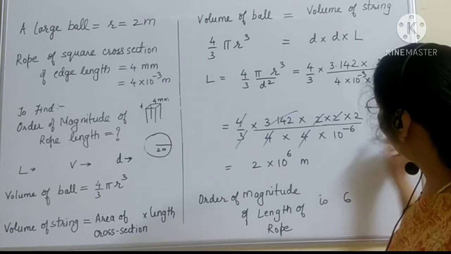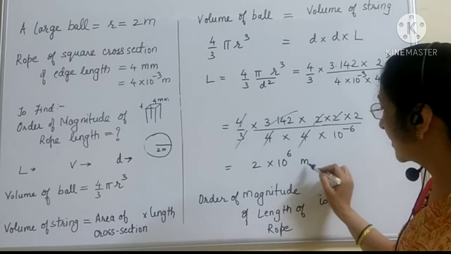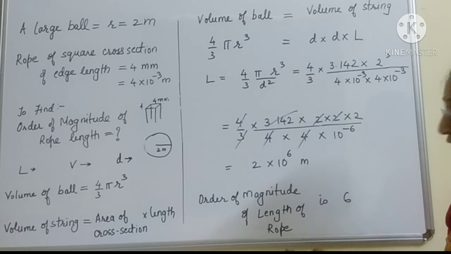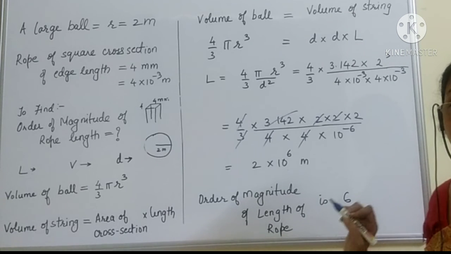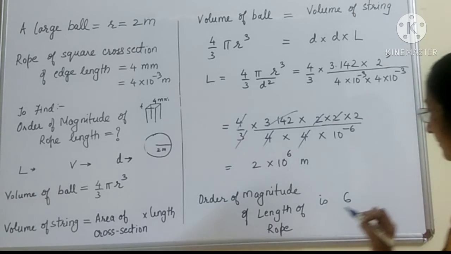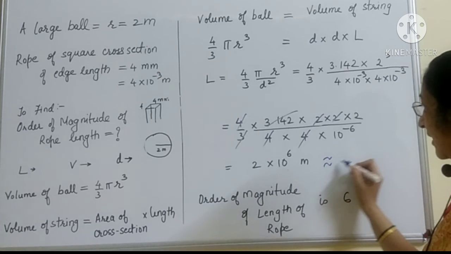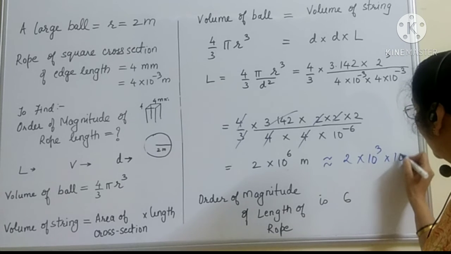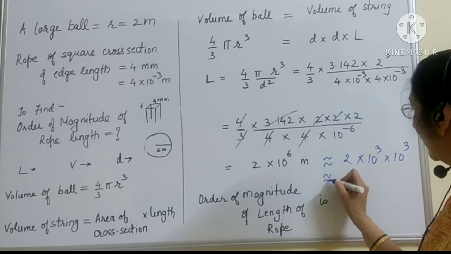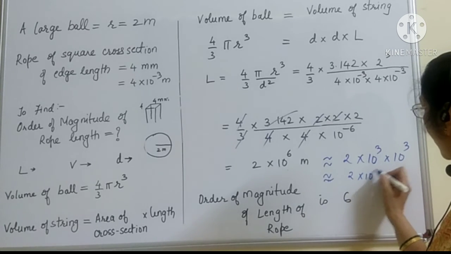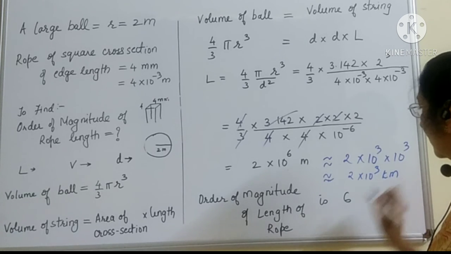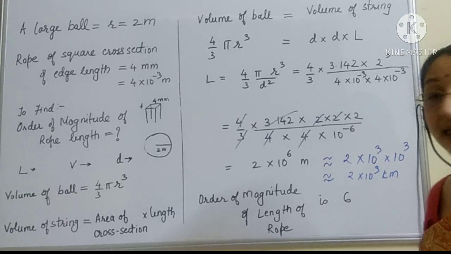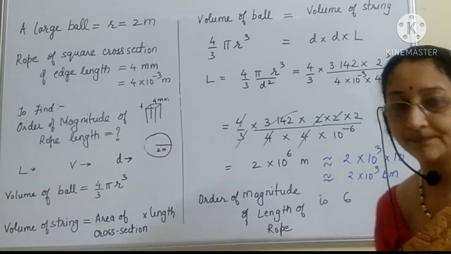This minus 6 we shift up. So 2 into 10 to the power 6 meter. So the order of magnitude of length of the rope is 6. This is also equal to 2 into 10 to the power 3 into 10 to the power 3, that is equal to 2 into 10 to the power 3 kilometer. So the order of magnitude of length of rope is 6. Here we have completed chapter first. Thank you.